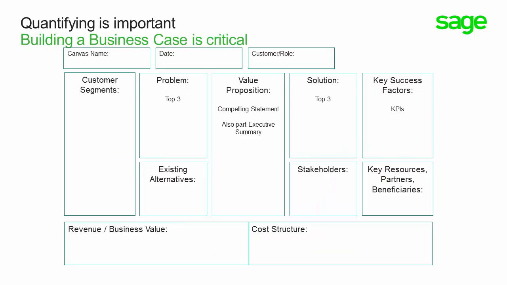Here's an example business case canvas. This is a well-known piece of strategy and presentation approach that is available in the market. Here are my two key areas: product on the left, market on the right. The value proposition in the middle is meant to be the compelling reason to take action using the Sage CRM tool, of course.